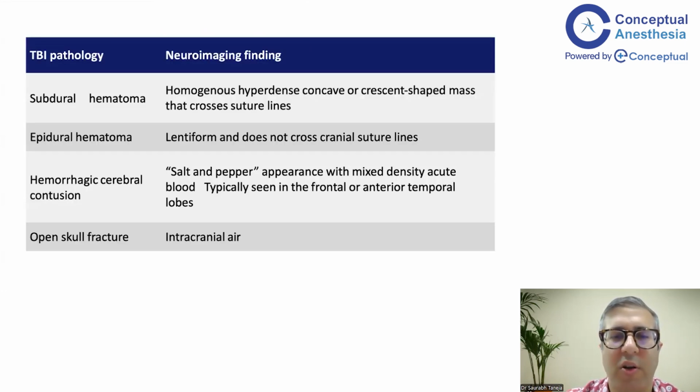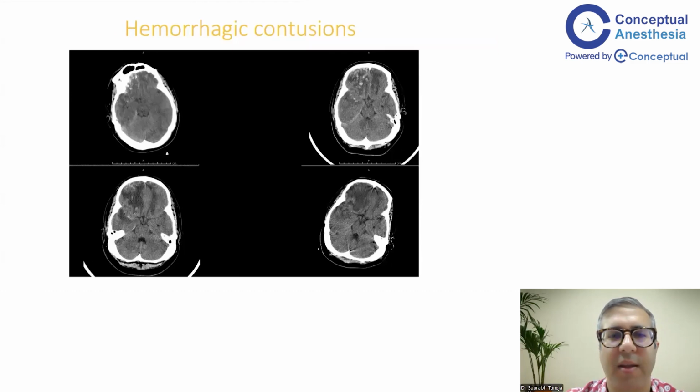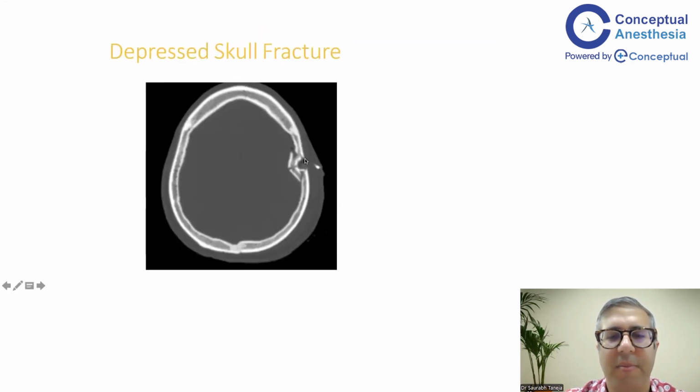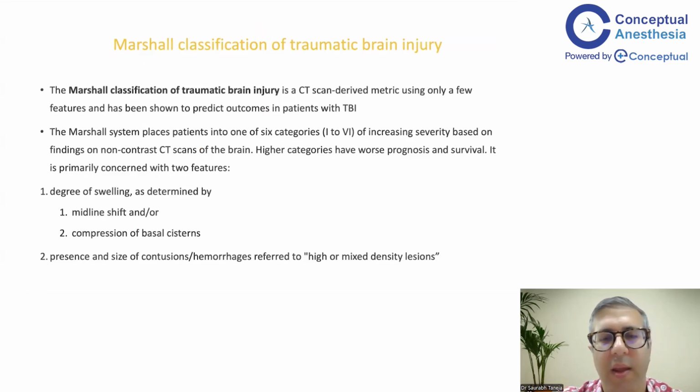SDH can be acute or chronic. Acute ones are hyperdense, as the blood initially is hyperdense. Then there's a hemorrhagic cerebral contusion, which has a salt and pepper appearance with mixed density. With an open skull fracture, you can find pneumocephalus, that is intracranial air. So these are types of hemorrhagic contusion. You can see blood spots and some injury to the brain. And then there can be air. So this is how the air looks. This is a depressed fracture. And this is how the pneumocephalus air looks, a black spot.